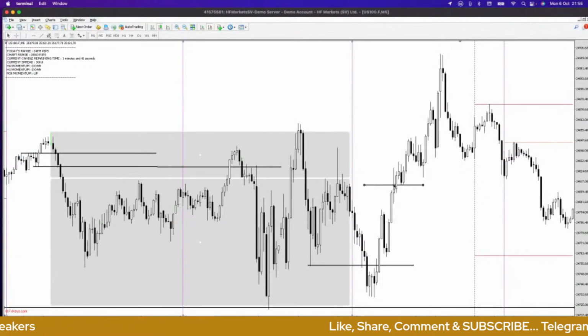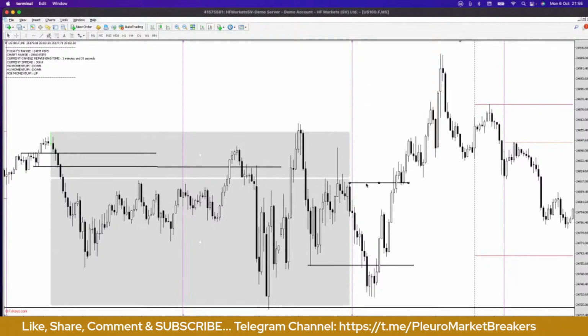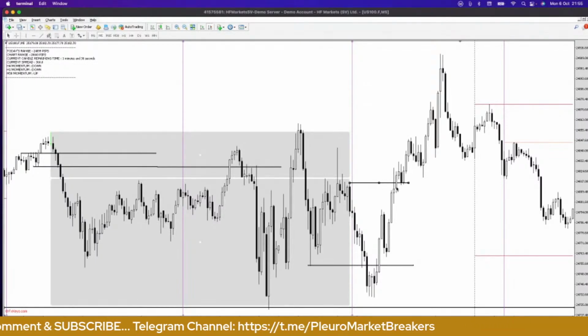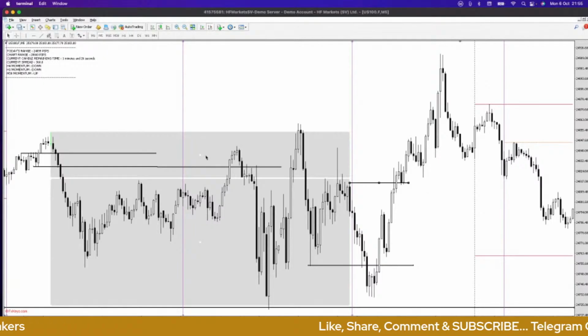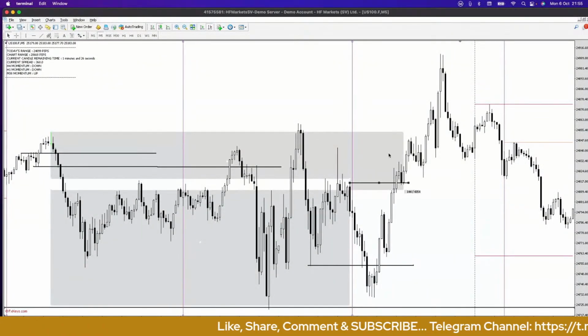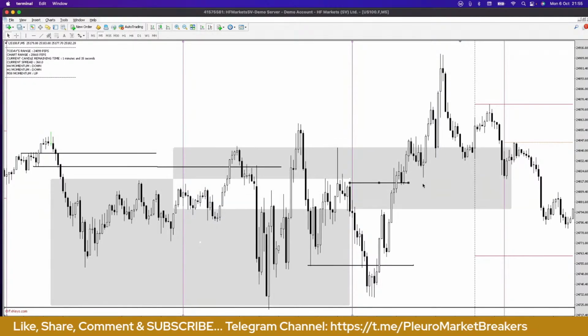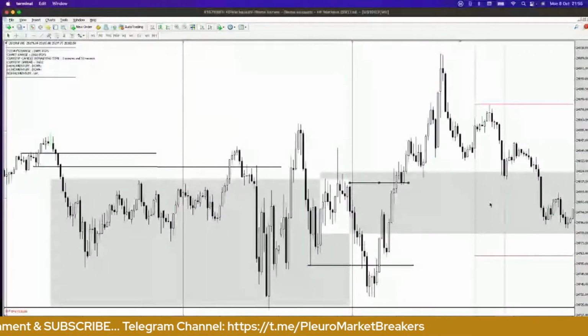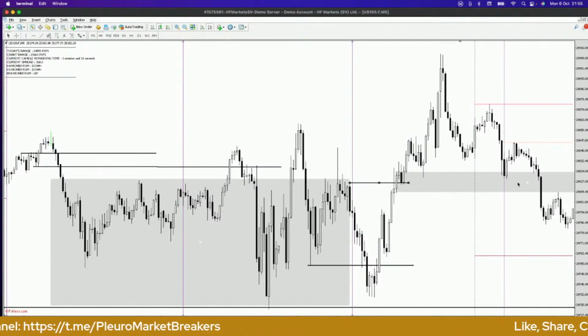Nothing there. Then there's another one here. It breaks structure again here. Does it give you an entry? Yes, it does. Once it goes up here, right? It breaks it, comes back down. That's an engulfing. So that becomes your stop loss. What's this thing doing? So your entry's there, right?